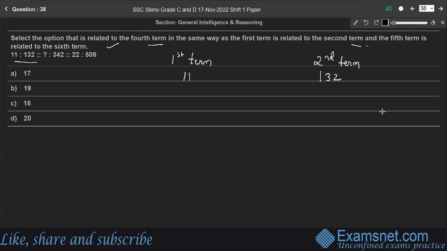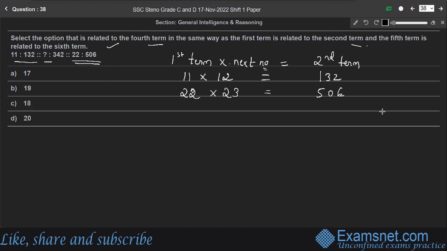The relation between the first and the second term is: 11 into its next number, which is 12, is equal to 132. So first term into its next number is equal to the second term. Very simple logic. We'll consider the last set of numbers, 22 and 506. If you take the product of 22 and its next number, which is 23, you will get 506.